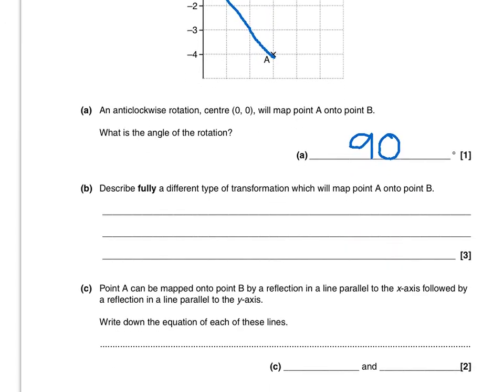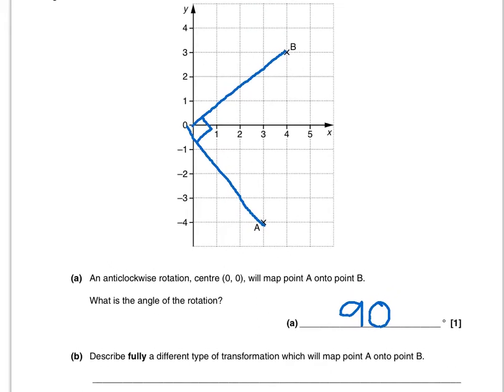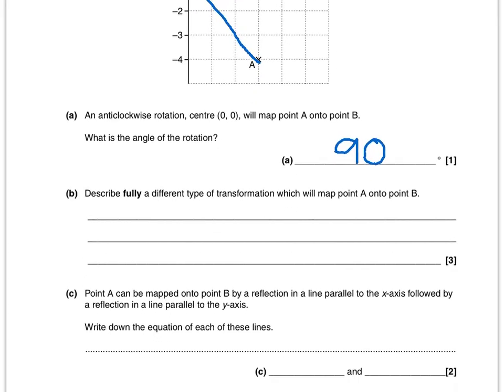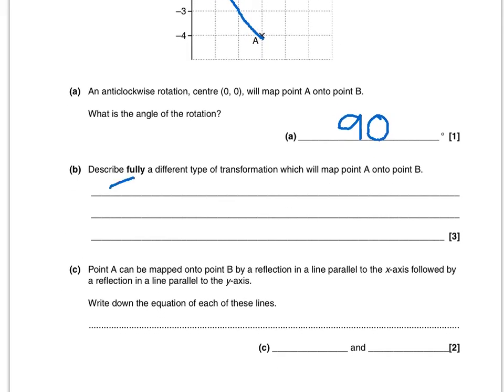Part B, describe fully a different type of transformation which will map point A onto point B. So the other transformations are enlargement, reflection and translation. It's not an enlargement and it's not a reflection, so it has to be a translation. And for every translation you've got to state the vector.